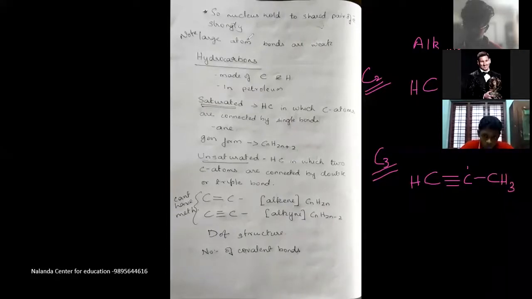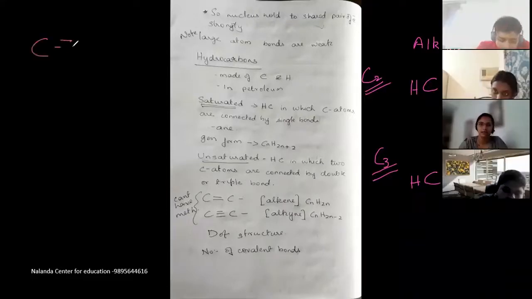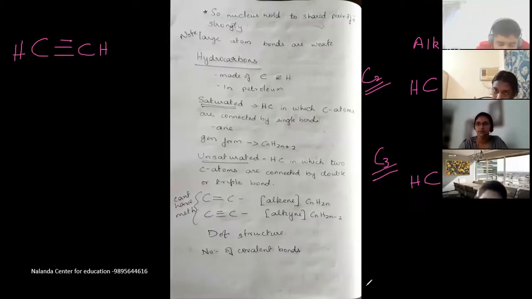Okay, now coming to the dot structure of alkyne. Please try it out. Alkyne. Try that out, and after that I'll explain. The general formula is CnH2n minus 2.